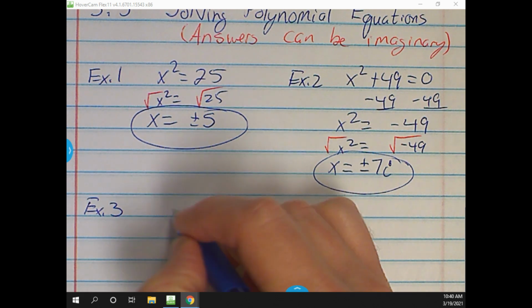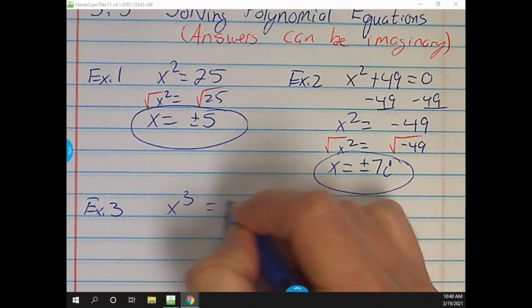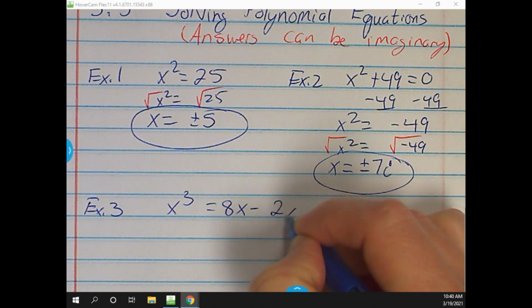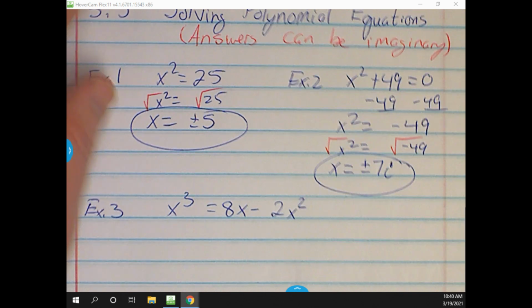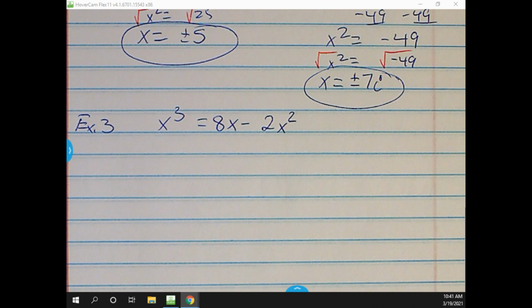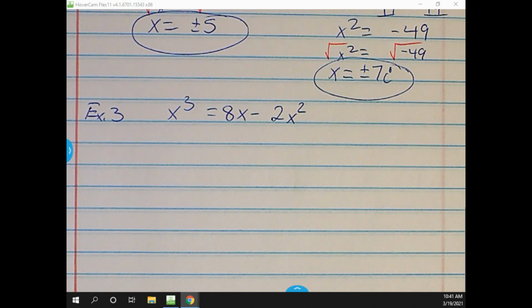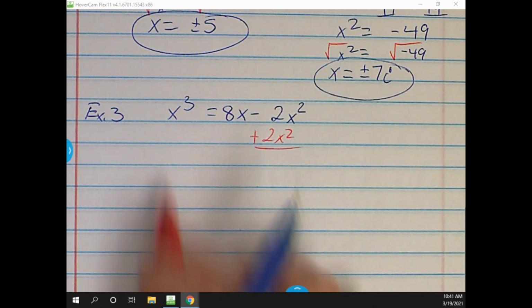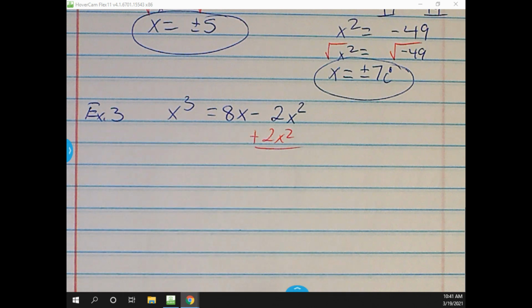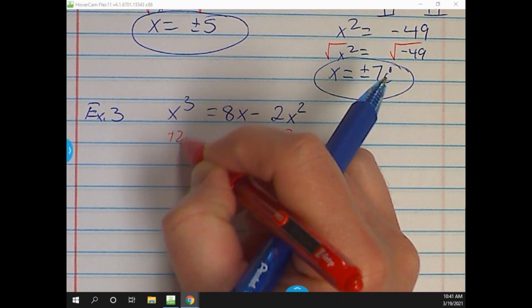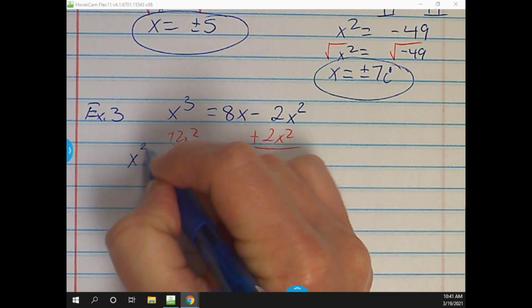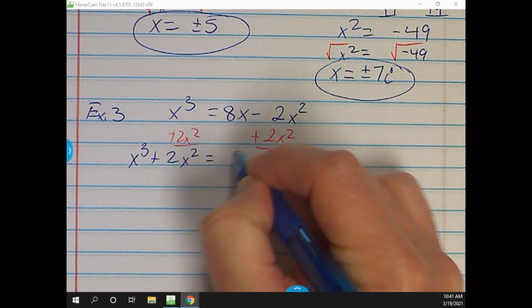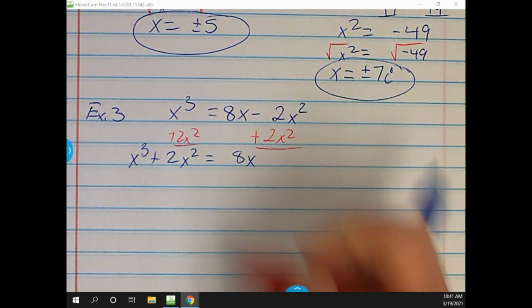All right, let's go for example 3. Give you something a little different on this one. So let's go x to the third equals 8x minus 2x squared. Okay, we don't even have a constant now. We don't have just x squared and a number. We've got all kinds of stuff kind of jumbled up here. So probably first thing is start moving all the terms to one side. And usually it's better if the highest power, your degree term, your leading term, keep it positive. So in this case, we'll move everything over here to the left-hand side. And then we'll move the 8x over there as well.